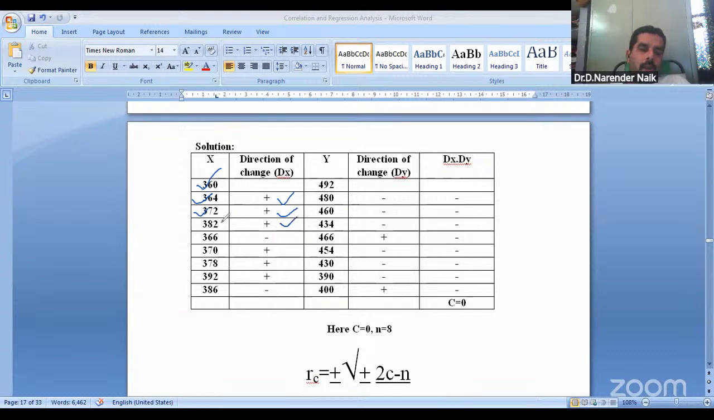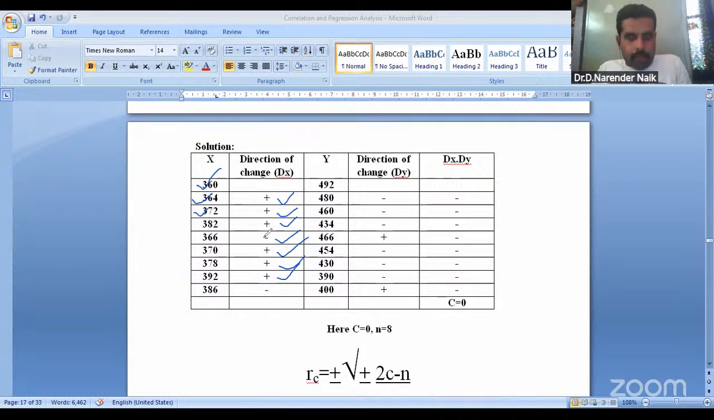Then 382, that is 366. Value increase or decrease? Decreased. So simply a minus sign. Then 366, 370. Value increase or decrease? Increased. So plus sign. 370, 378. Increase or decrease? Increase. Plus sign. 378, 392. Value increased. Plus sign. 392, 386. Value is decreased. So minus sign. So this part we completed. This one completed. Then we go for the next one.